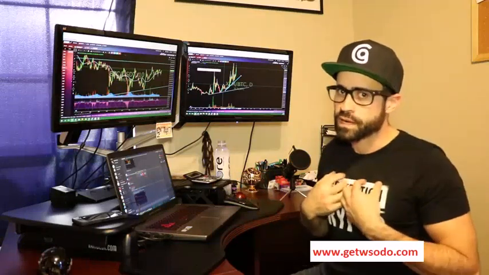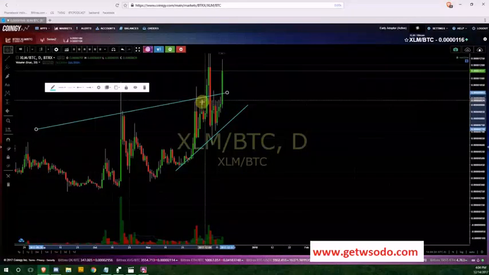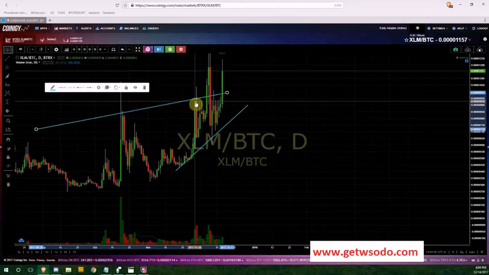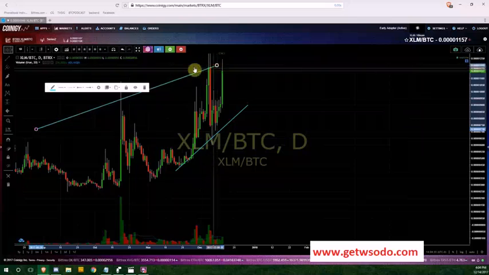And this is one of my main disciplines as a trader. I never trade against the long-term trend. Now back to establishing the trend, we're going to draw a trend line across the recent highs on Lumen. We're going to use the last two previous highs.